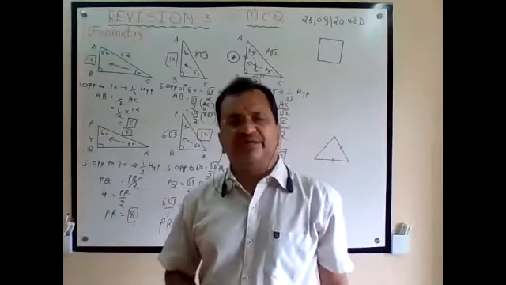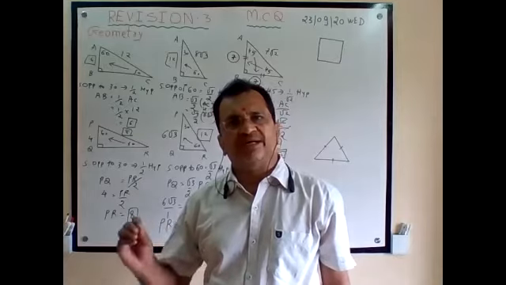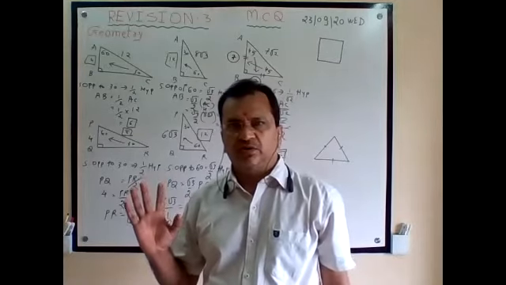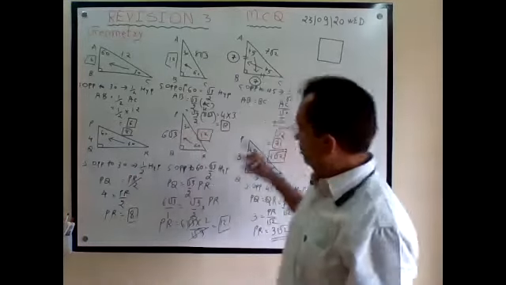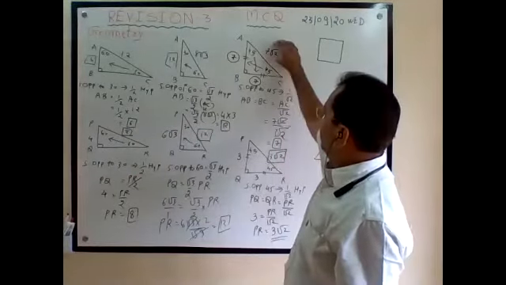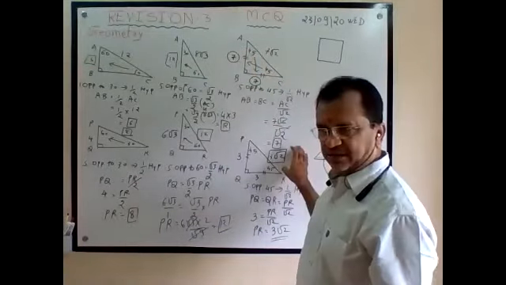In isosceles right angle triangle, side is equal to hypotenuse divided by root 2. So hypotenuse is equal to side into root 2. So in both ways they can ask, they can give hypotenuse, find the side. They can give side, find the hypotenuse.